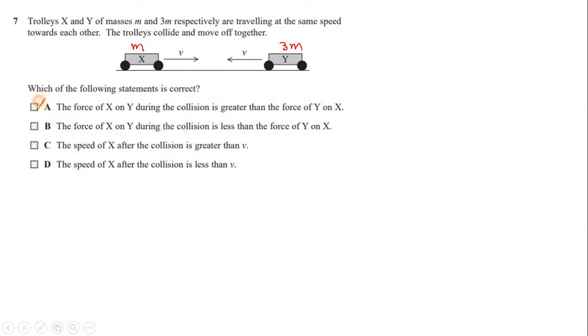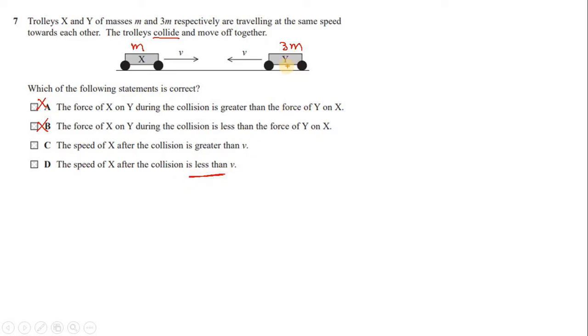No. Option A and B, you just ignore immediately. Don't waste time, because remember, in a collision, when two objects collide, we always have the same amount of force applied on each object. So the force applied by Y and the force applied by X is always the same. According to Newton's third law, action has an equal and opposite reaction, so both forces should be the same. So A and B are immediately gone. And the speed of X after the collision is greater, or the speed of X after the collision is less? Option is of course D.